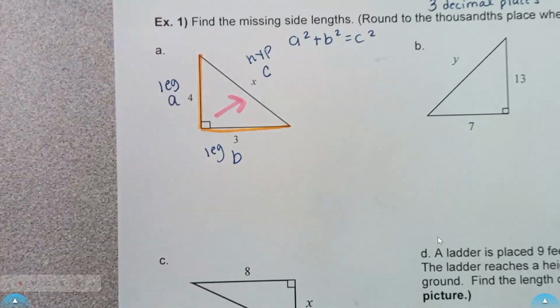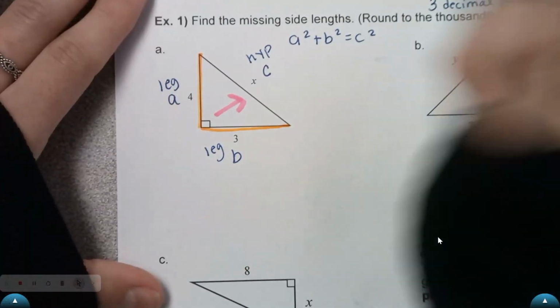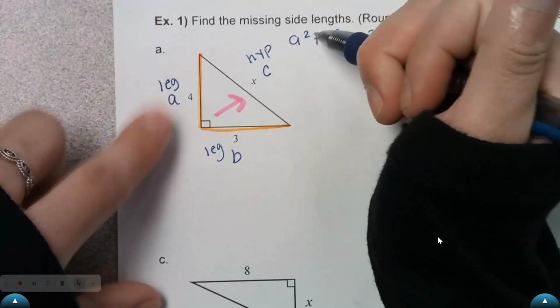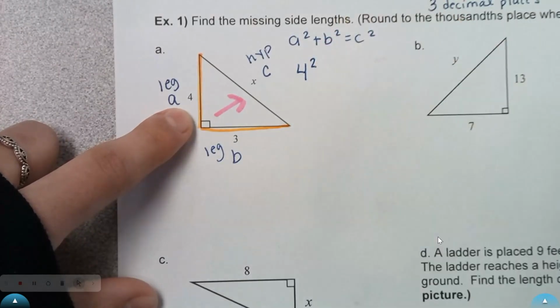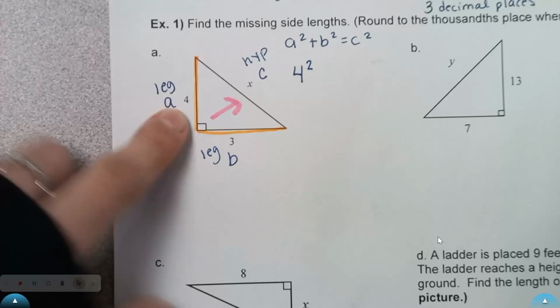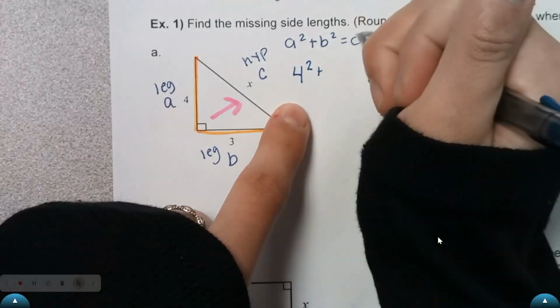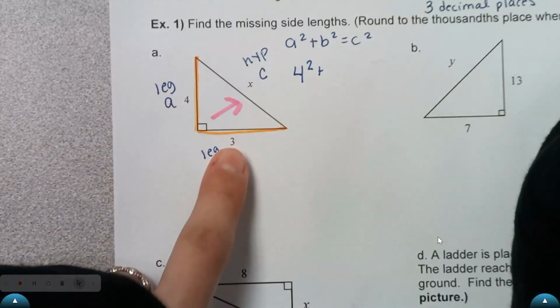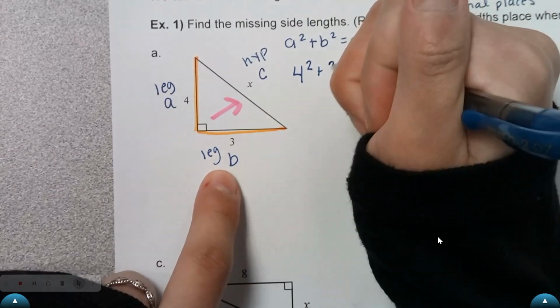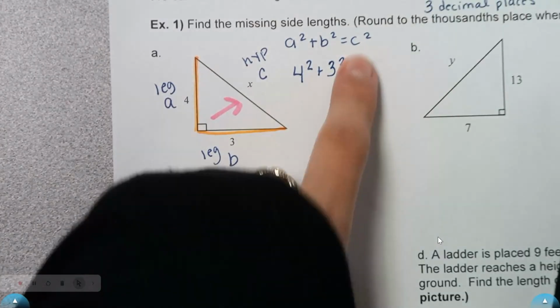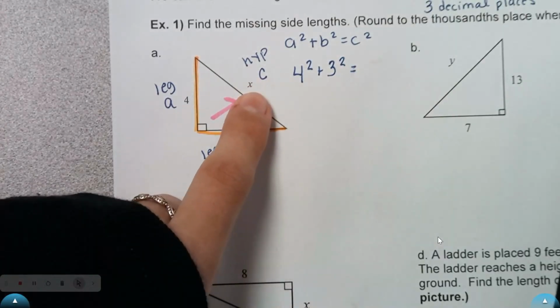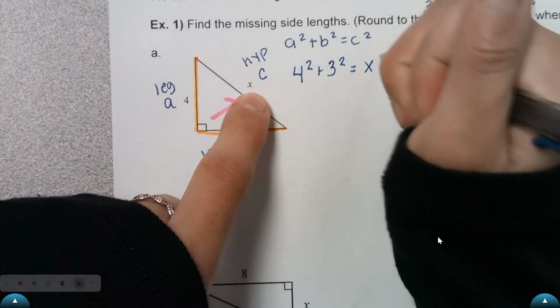So now I'm going to put my numbers and my variables in their correct spot. So here I have a squared. Okay, a is a leg, a is 4. So I'm going to write 4 squared plus b squared. Okay, my b is represented by the number 3, right? That's a leg, so this is 3 squared. Okay, that equals c squared. C is being represented by the letter x, so I'm going to write x squared.